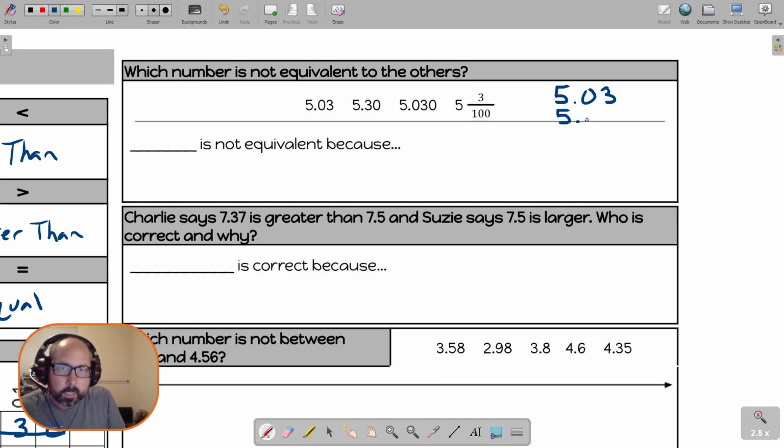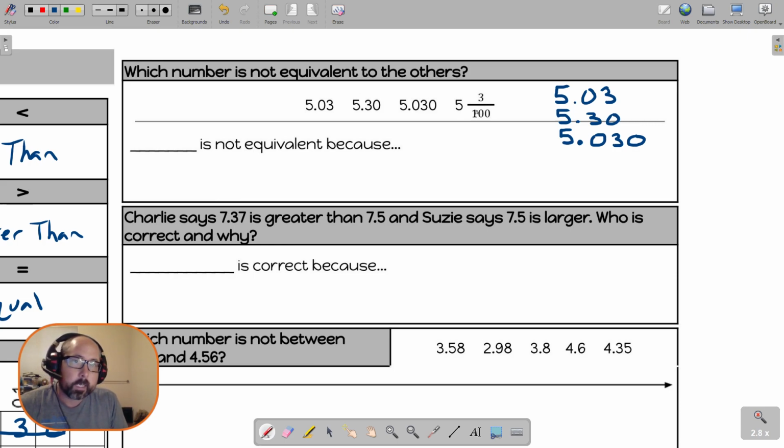5 and 30/100. 5 and 30,000ths. This one goes up to the thousandths place. And 5, okay, let's review. We haven't talked about fractions yet.